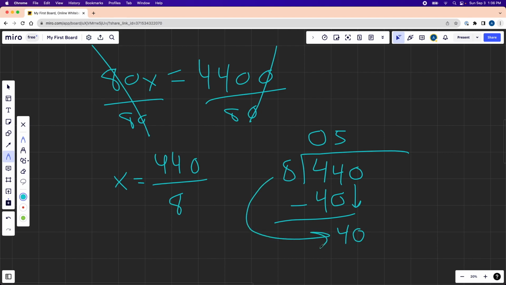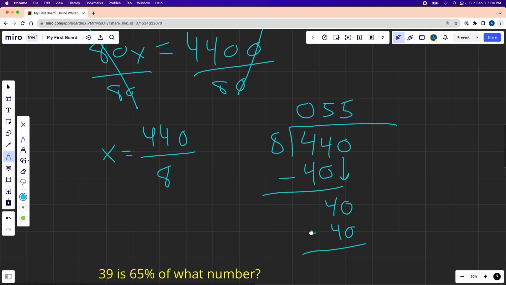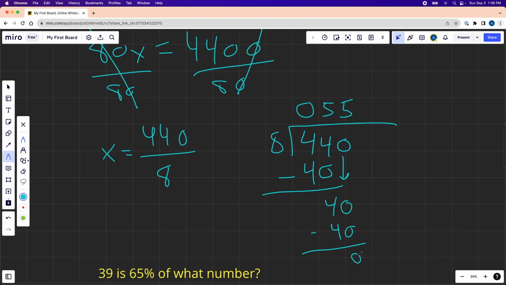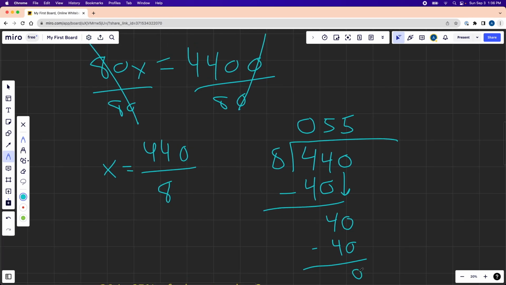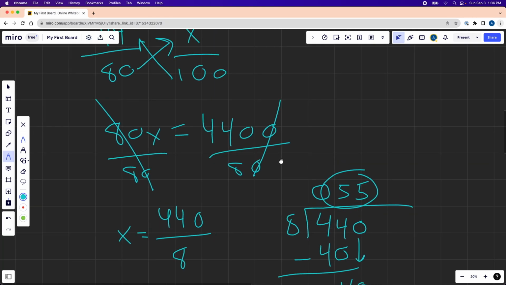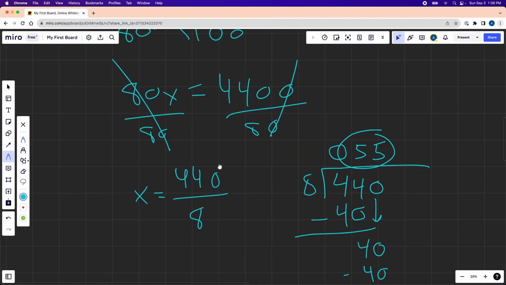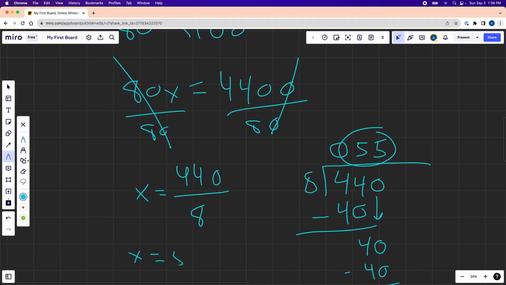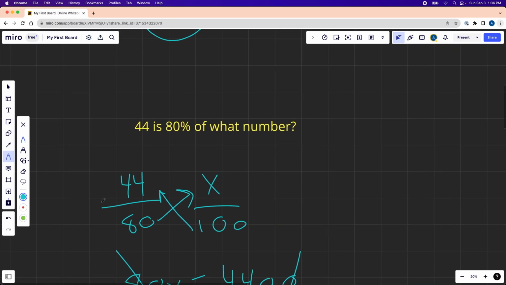Can 8 go into 40? Yes, it can. That is 5. And again, 8 times 5 still equals 40. So again, we're going to do that subtraction there, and that comes out to 0, which means that we have no remainder. That is our final answer. So it comes out to 55 there, which means x equals 55. So x equals 55, and x was the missing number that we were trying to find. So 44 is 80% of 55. And that was using the equivalent fractions method.